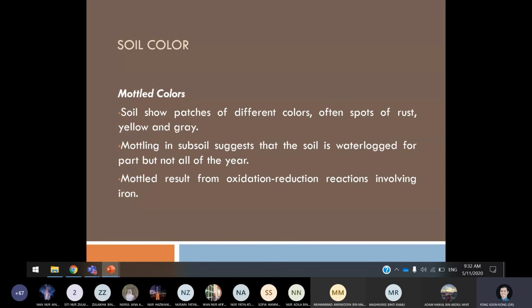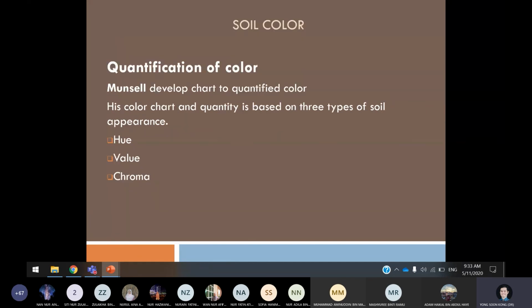Okay, mottled color, well, these are due to the oxidation and reduction process of iron. So if it is waterlogged, then it's a reduction. You get a little bit of green. If it's oxidized, then there's a little bit of red.